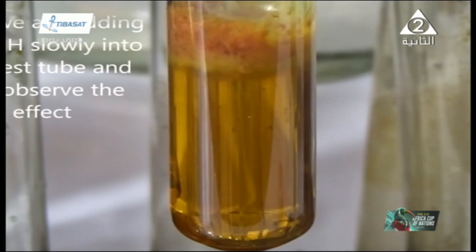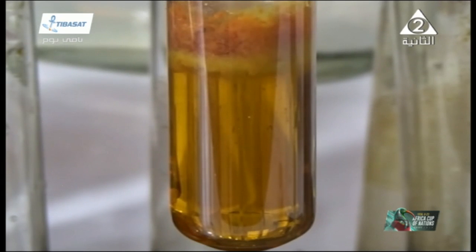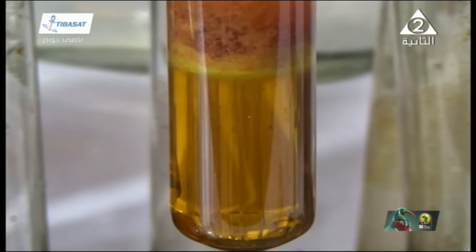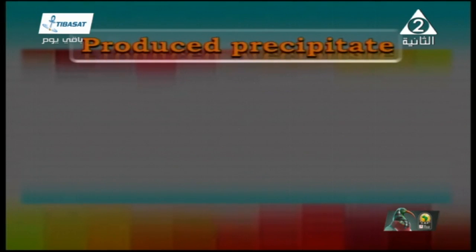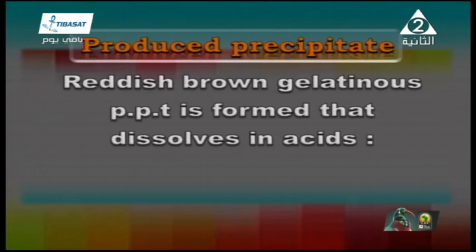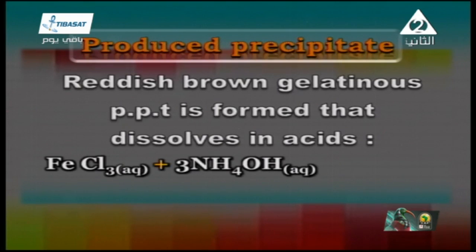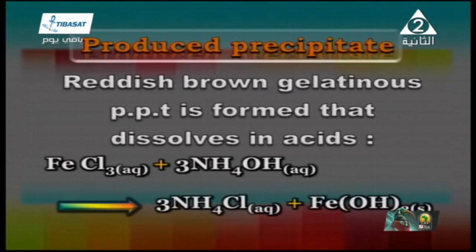As shown on the screen, the precipitate of iron 3 hydroxide is formed by adding sodium hydroxide or ammonium hydroxide on it. So the produced precipitate here is reddish brown gelatinous precipitate, which is iron 3 hydroxide, which dissolves in acid. As the equation proceeds on the screen, iron 3 chloride plus ammonium hydroxide gives ammonium chloride and iron 3 hydroxide Fe(OH)3, as shown on the screen.